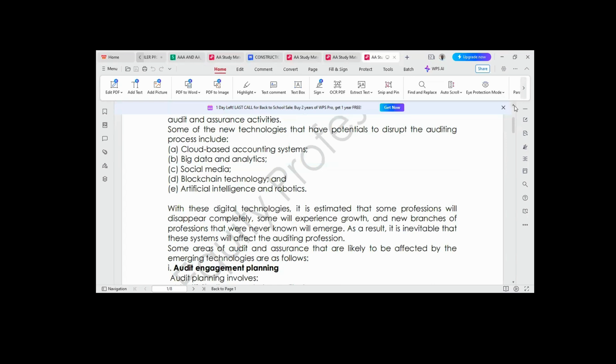Now, how do these technologies disrupt the auditing process? I'm going there now. First of all, I need to explain what they do, before we go to how it affects the auditing process. That's where I'm going now. Now, how it affects the auditing process is this.